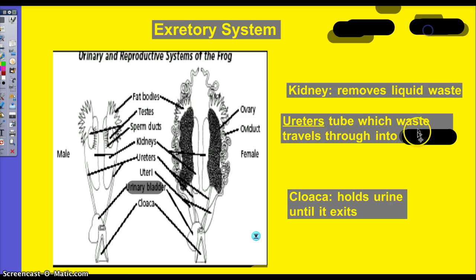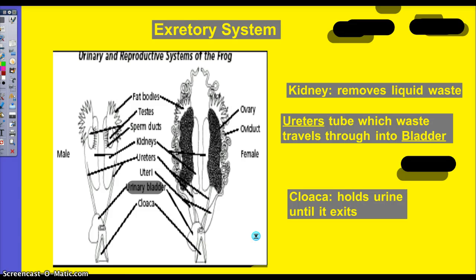So the ureter is the tube which lets the waste travel through to where? To your bladder first, okay? And then, remember, out of the anus comes your solid waste, and out of, let me pause.